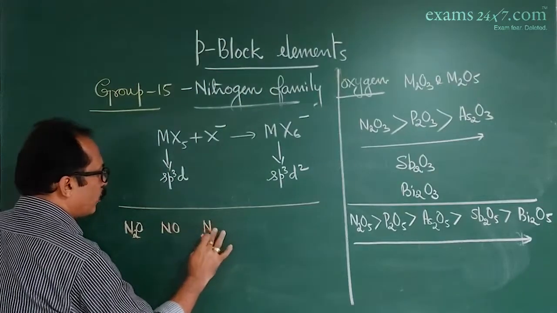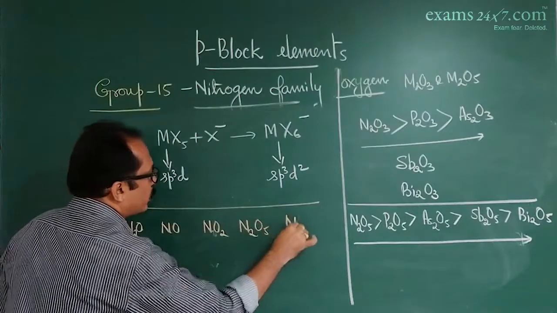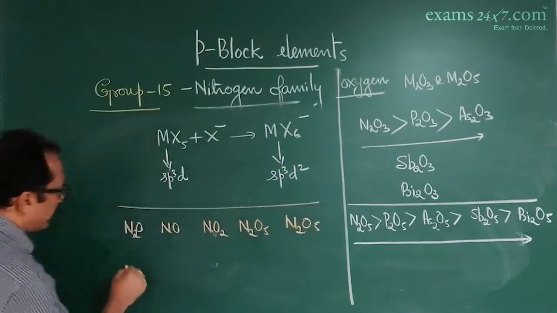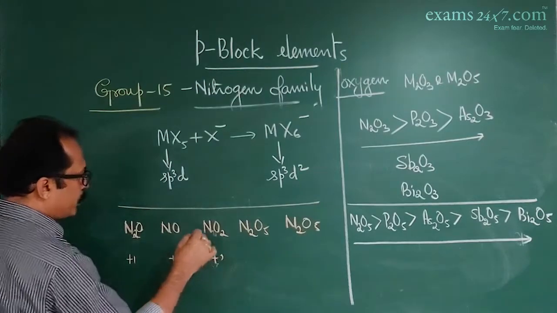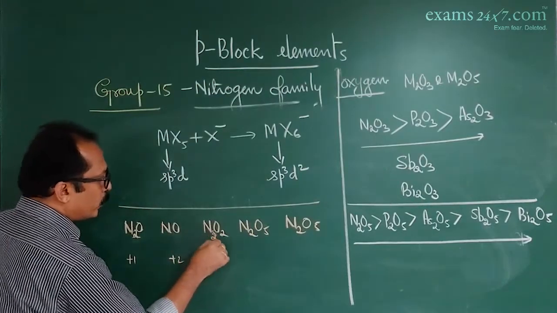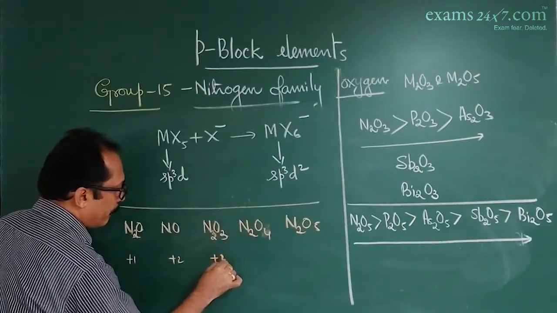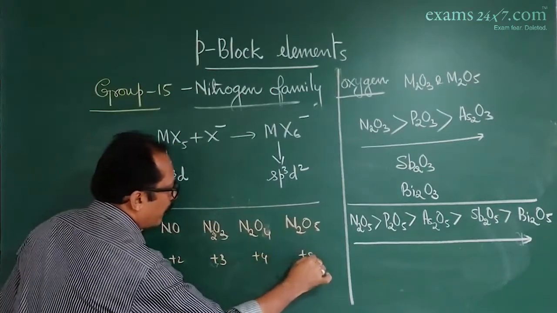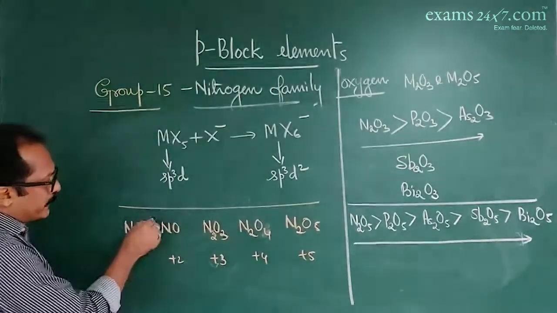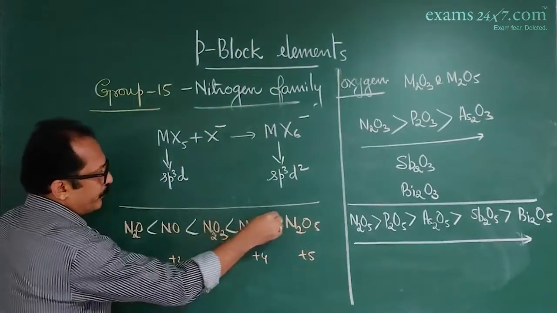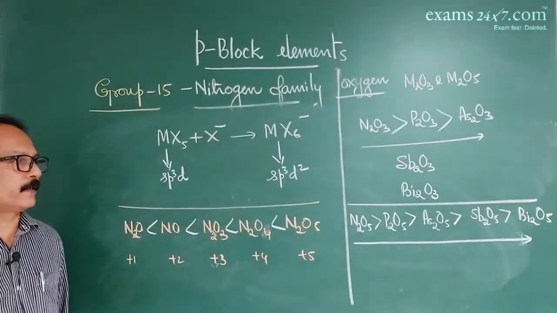then NO2, N2O3, and N2O5. Here, this is +1, +2, yeah, N2O3, we'll take N2O3. This is +3, +4, and +5. Now, so these oxides, as the oxidation state increases, acidic strength also increases.